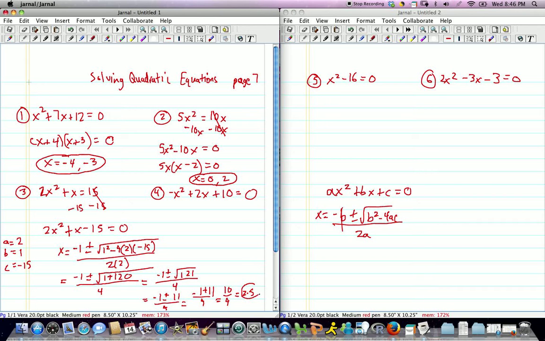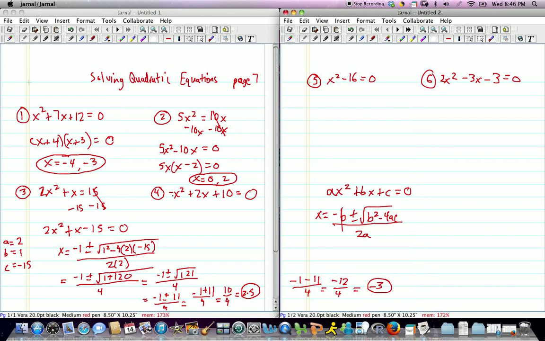So that's one answer. My second answer is going to be over here, and it's going to be negative 1 minus 11 over 4, which is negative 12 over 4, which reduces to negative 3. So my two answers are negative 3 and positive 2.5. This formula works for any quadratic, so if you get really good with the formula, it might save you some work. I'm now going to do number 4 using the same formula.